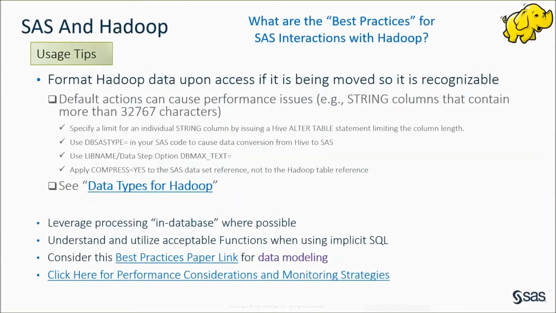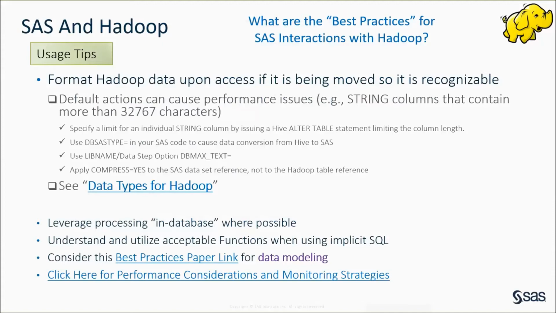So let's talk about this 32,767 character string issue. This slide really talks about that in a little more detail. The DBSASTYPE= in your SAS code is for when you want to make changes to one column at a time.